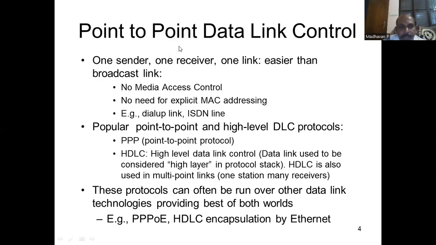As it is point-to-point, this protocol has only one sender and one receiver, with a dedicated link which connects these two points. Some of the advantages compared with existing protocols are that there is no media access control and no need for MAC addressing. It is one of the popular point-to-point protocols which provides high-speed data transfer, and it can also run over the existing data link technologies.